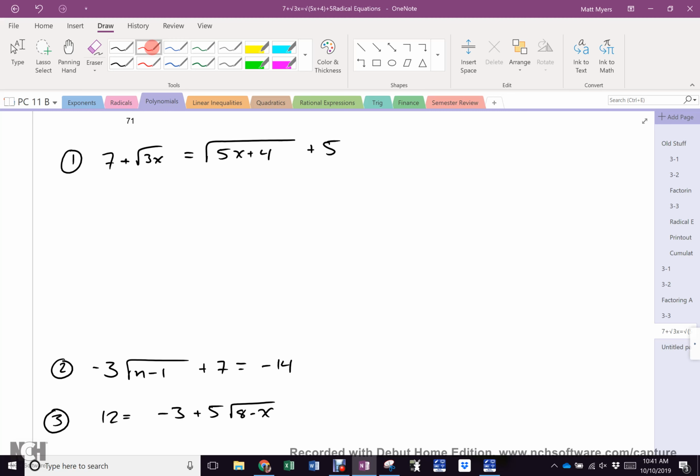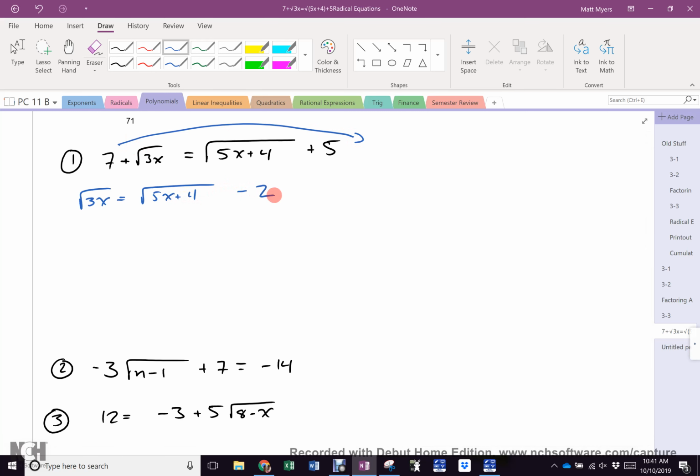Let me ask you this. What should I do first? I should isolate a radical. But oh no, there's two radicals. I like to isolate the small one first. So, root 3x equals root 5x plus 4, minus 2. Yeah? Yeah.